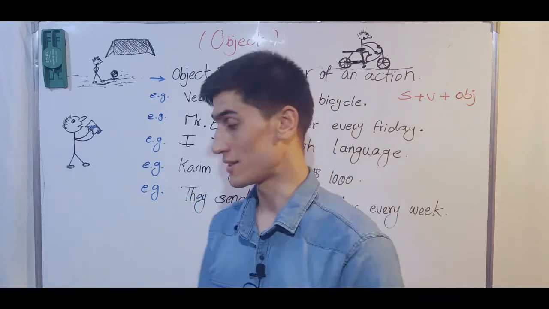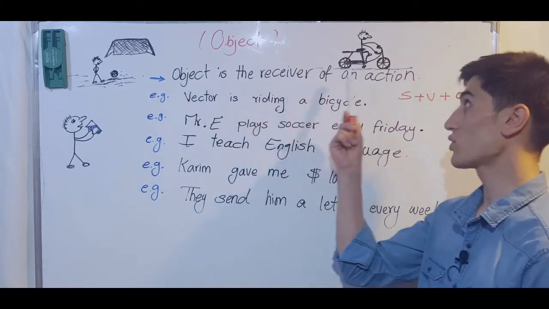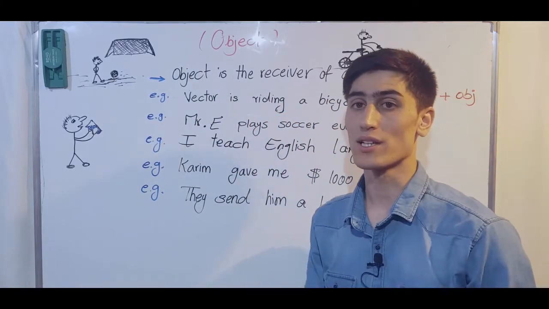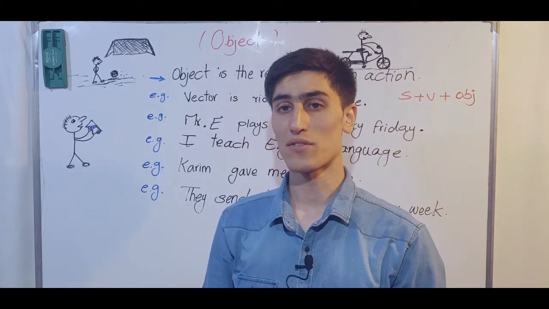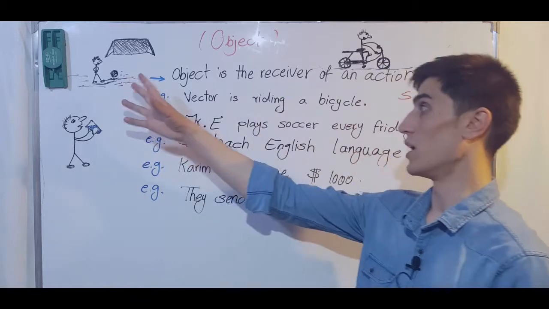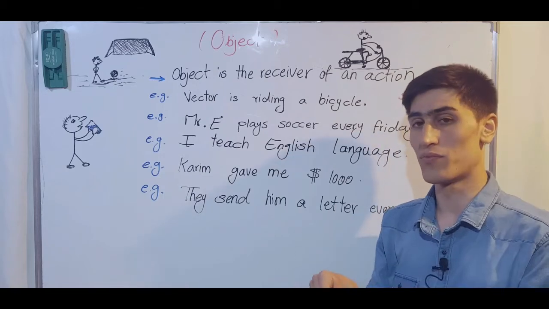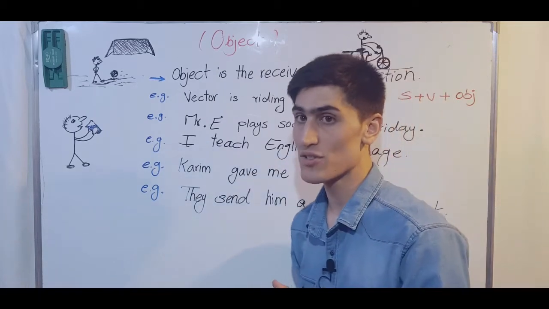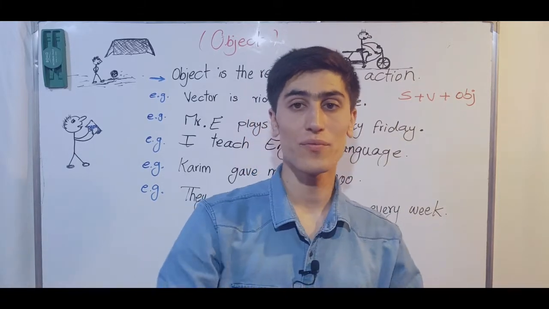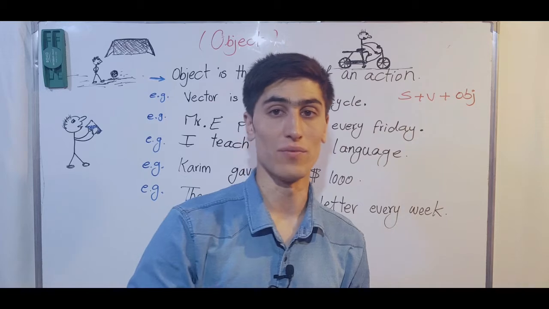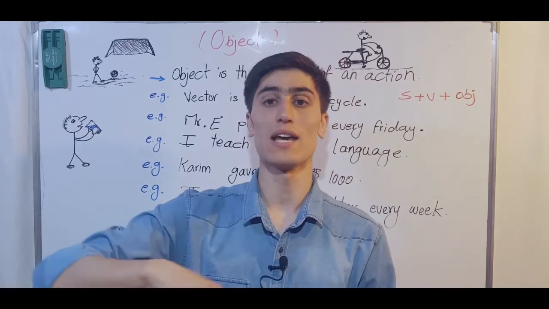Okay, let's start. So the definition of the object says object is the receiver of an action. So object is a person or thing that receives the action. For example, look at the pictures or drawings. Here you see the vector. He's riding the bicycle. Now, who does the action? Of course, vector. What does he do? Rides. Now, what does he ride? The bicycle. So, bicycle is the object here because it receives the action.